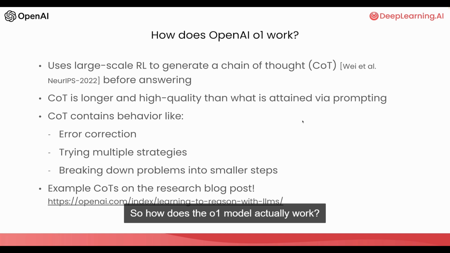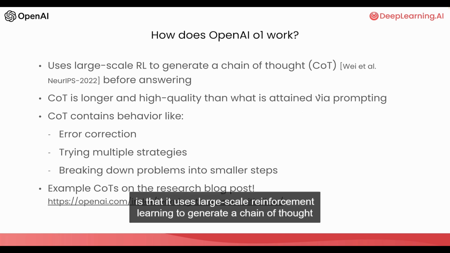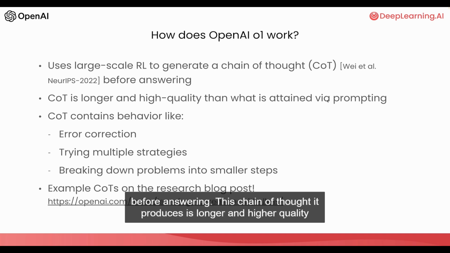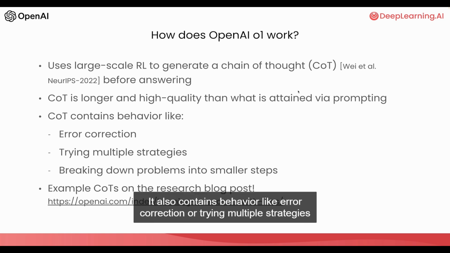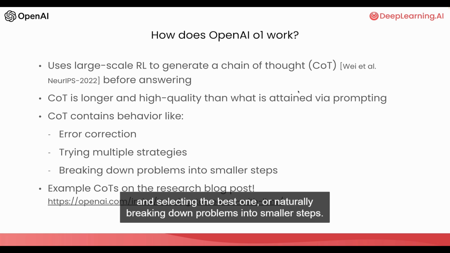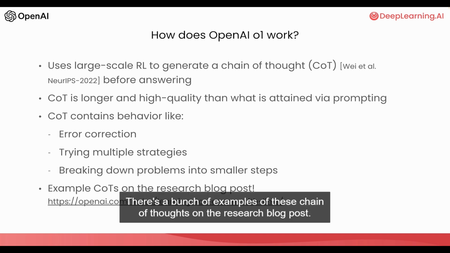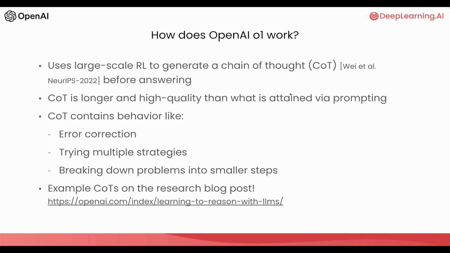So how does the O1 model actually work? The key factor is that it uses large-scale reinforcement learning to generate a chain of thought before answering. This chain of thought it produces is longer and higher quality than what you can typically attain via prompting alone. It also contains behavior like error correction or trying multiple strategies and selecting the best one, or naturally breaking down problems into smaller steps. There's a bunch of examples of these chains of thought on the research blog post if you want to dig a little bit further.